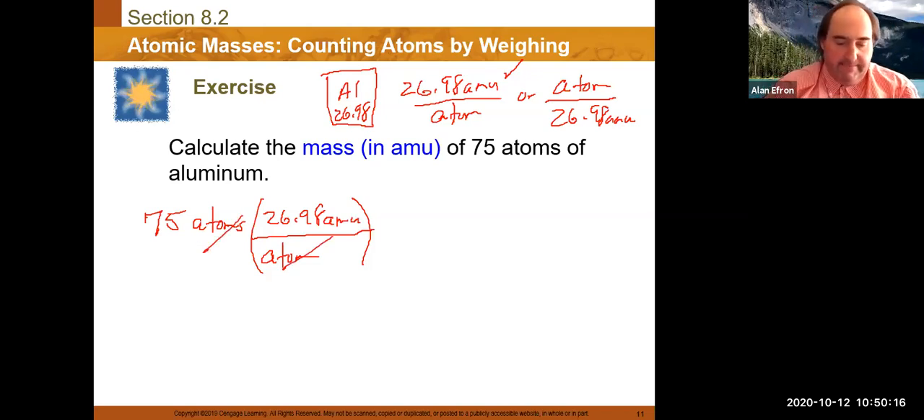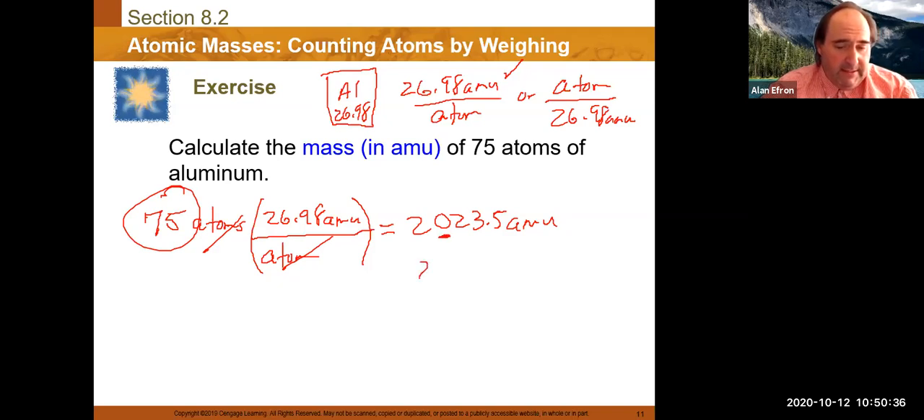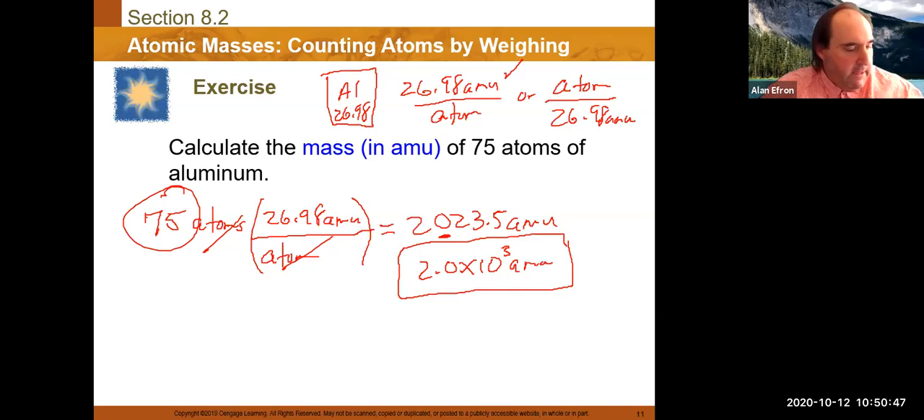And if we multiply that, we'll end up with 2023.5 AMU. In terms of sig figs, probably here 75, which is 2. So we probably should go to about here. So again, probably in this case, 2.0 times 10 to the 3 AMU would be a good way to do that.